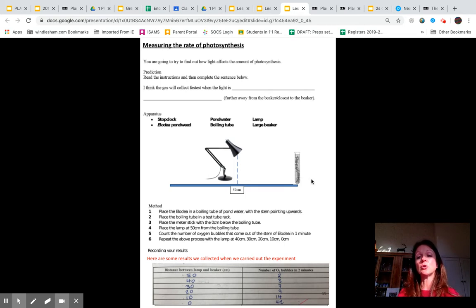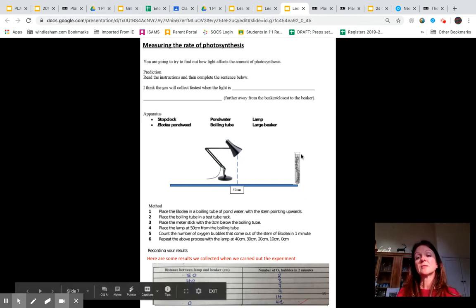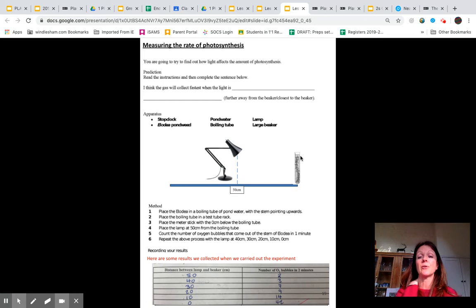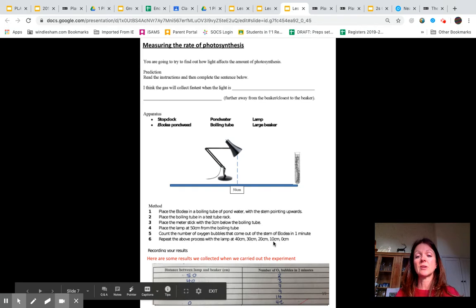We usually allow 2 minutes. So the room would be completely dark, and when you were ready, you would start the timer and turn your lamp on and count how many bubbles came off the pondweed within 2 minutes. You would then repeat this whole process, but moving the lamp 10 centimetres closer. So then it would come to 40 centimetres away. Once again, you time for 2 minutes, count the number of bubbles produced, and then you would repeat again at 30 centimetres, then at 20 centimetres, then at 10, and finally at 0 centimetres.